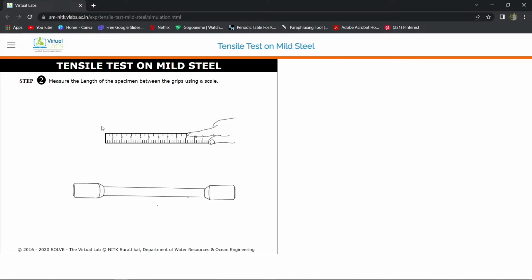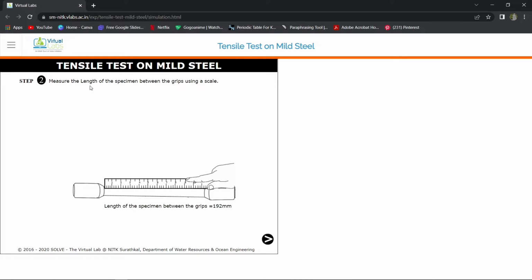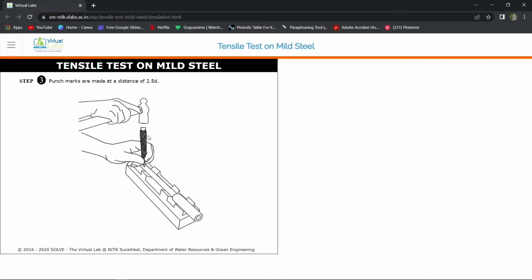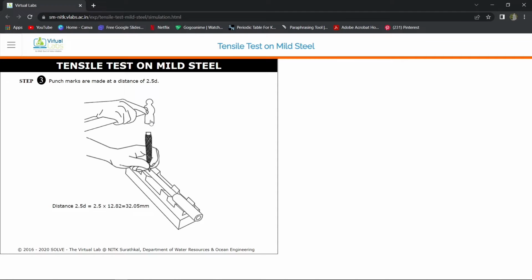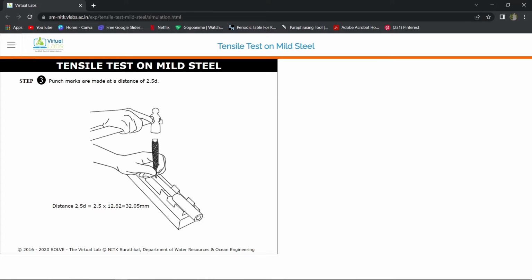Press the ruler over here and measure the specimen. Measure the length of the specimen between the grips using a scale. The length of the specimen between grips is 192 millimeter. Next step, punch marks made at a distance of 2.5 diameter. Tap over here, one by one, we need to tap.